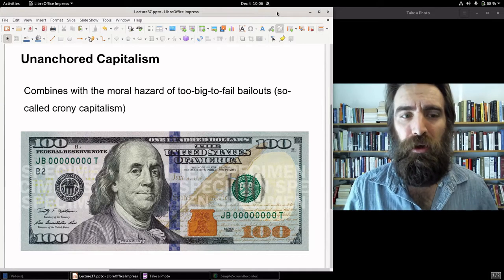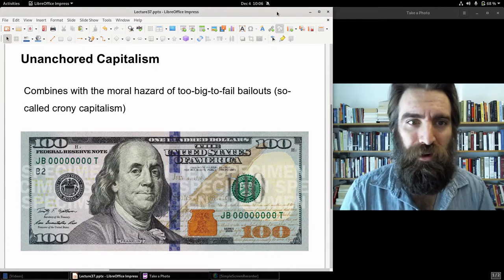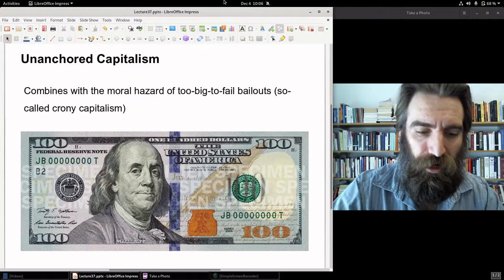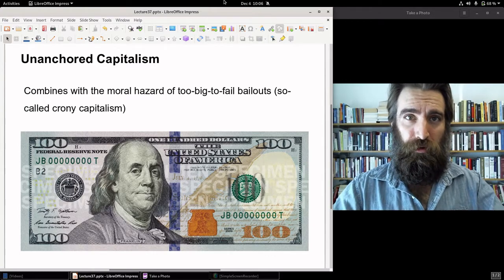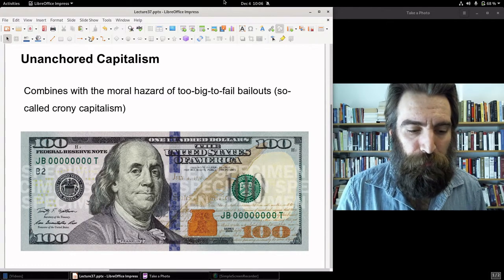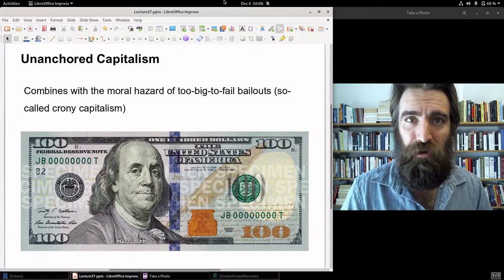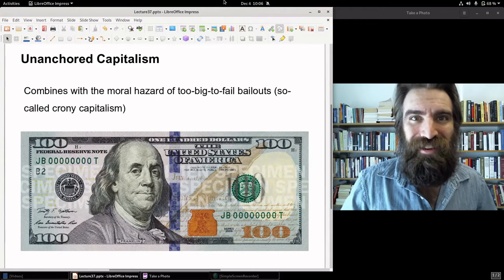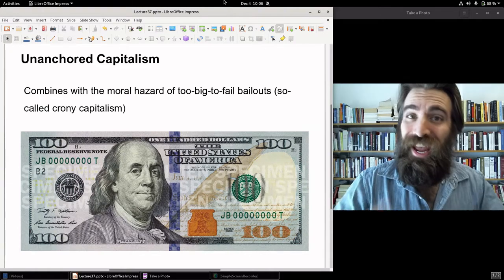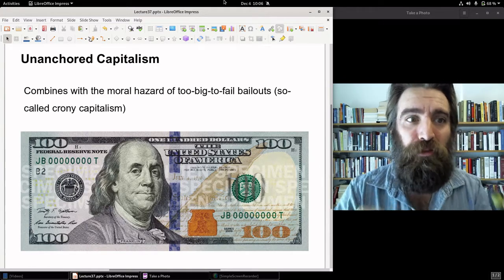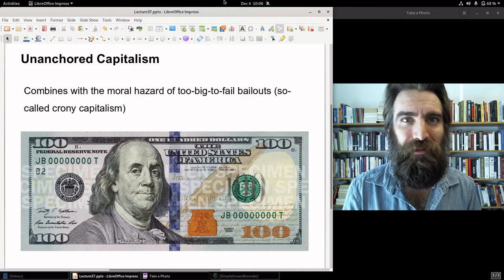And this is why critics often describe this particular system of too big to fail moral hazard as a form of crony capitalism, where certain industries and certain companies get special favors, privileged favors that others do not receive. And this moral hazard from too big to fail bailouts incentivizes risk, incentivizes reckless behavior in a system, get this, this is the key, in a system that already operates without an anchor. All right? That's the key.